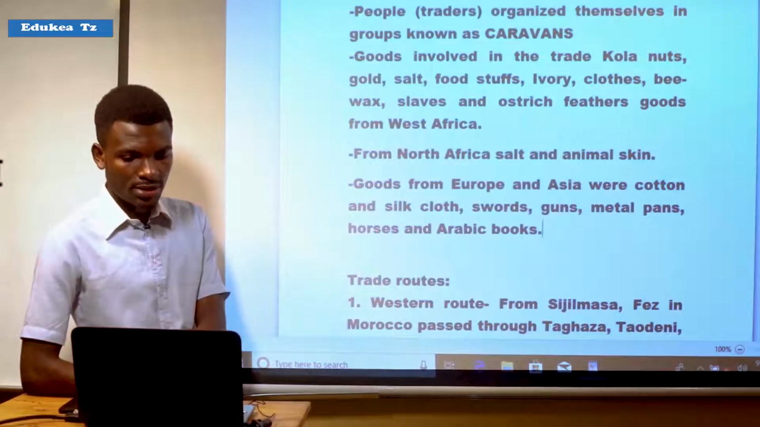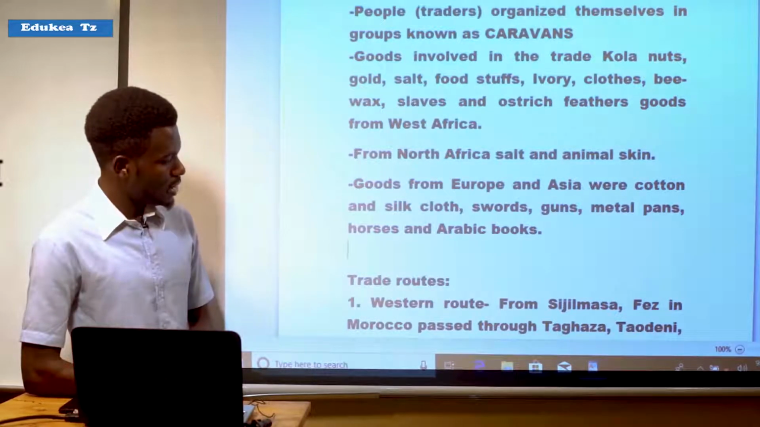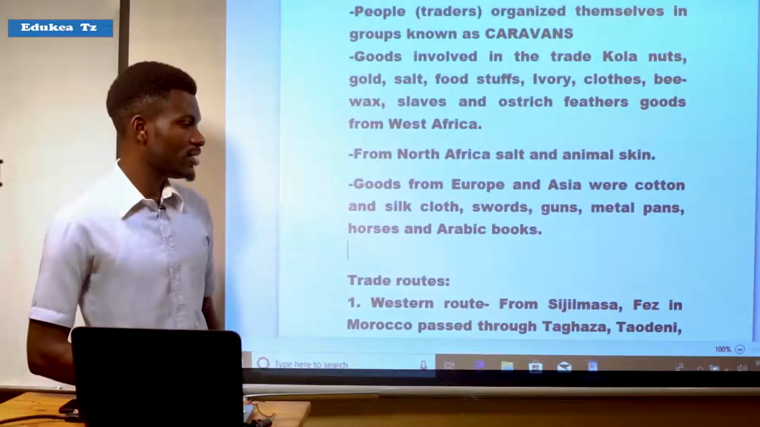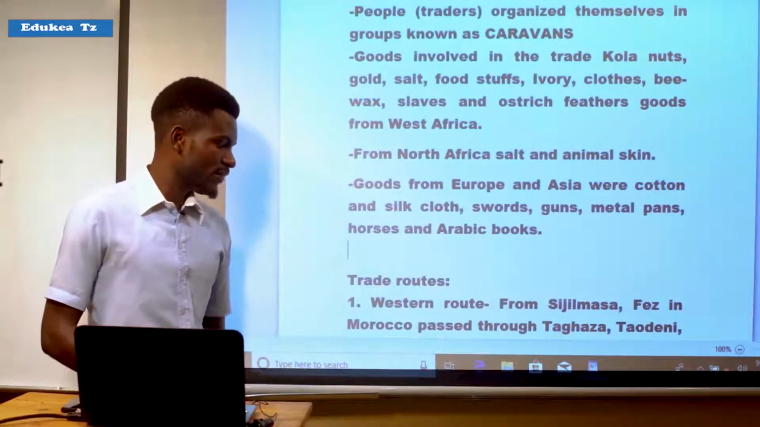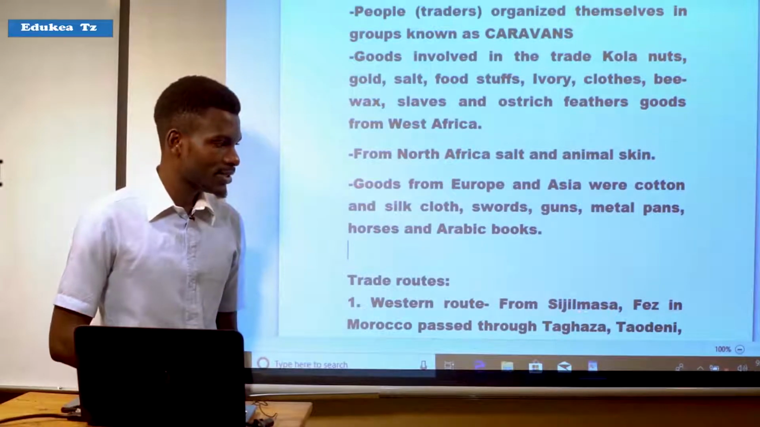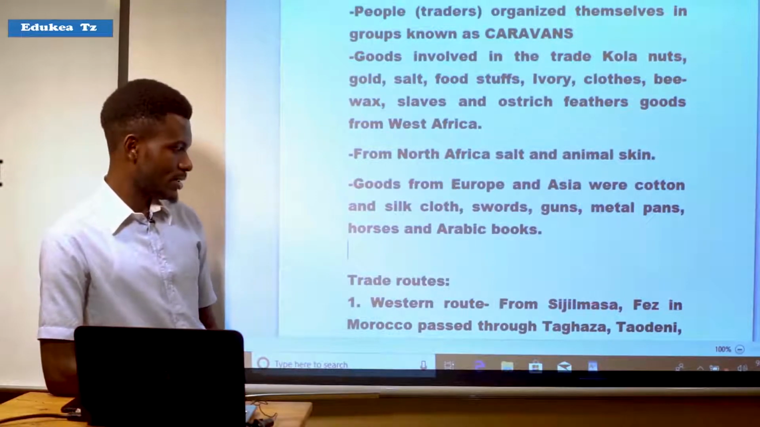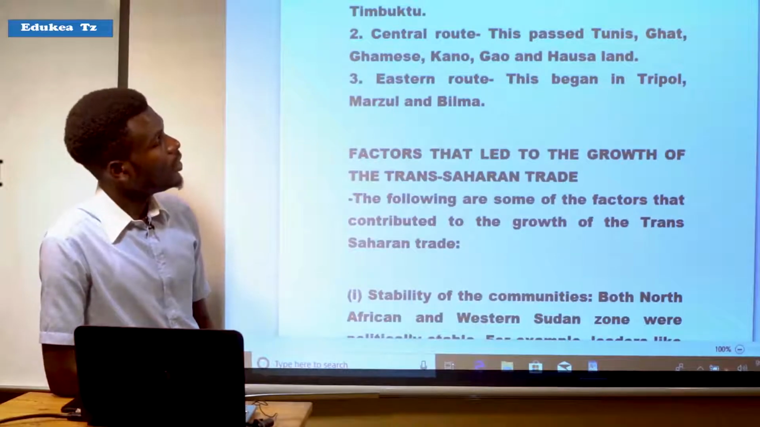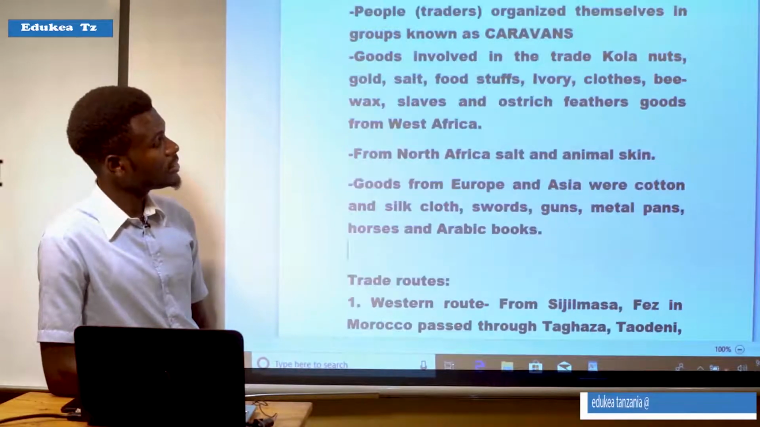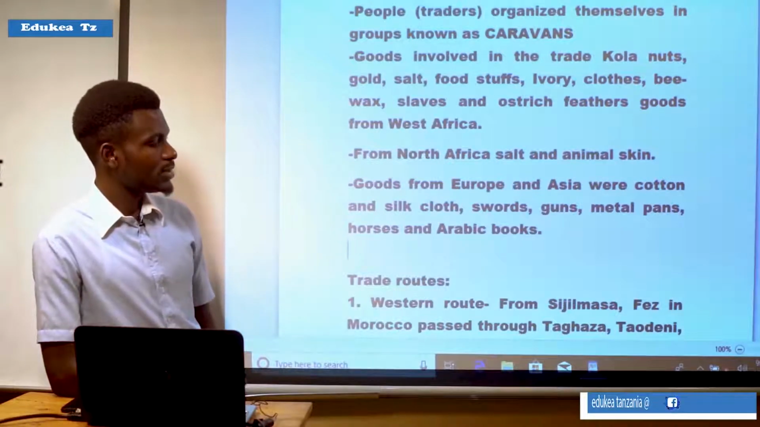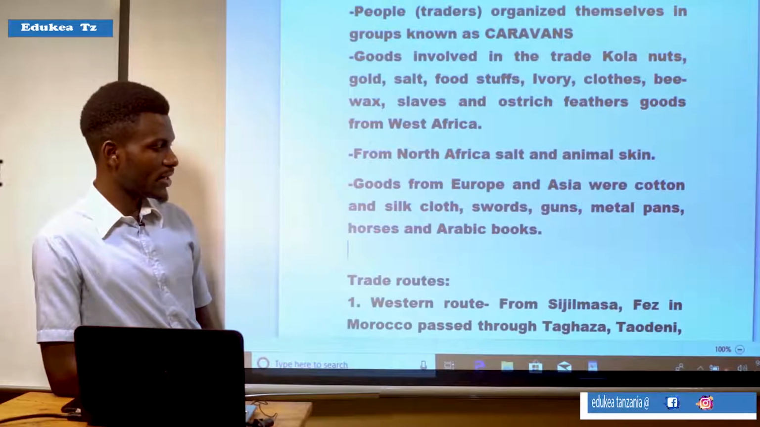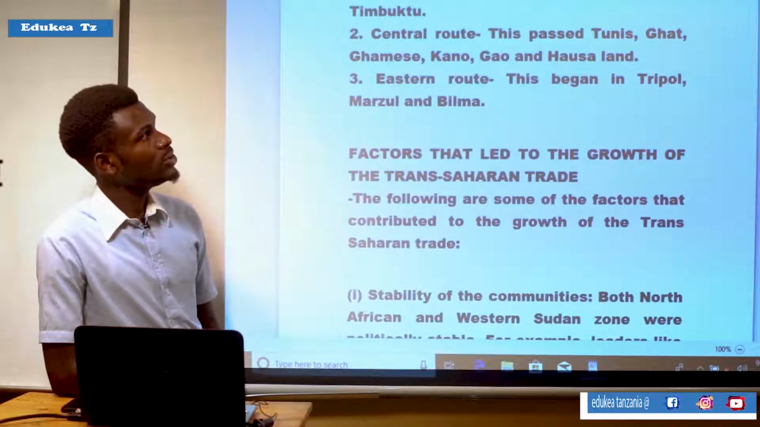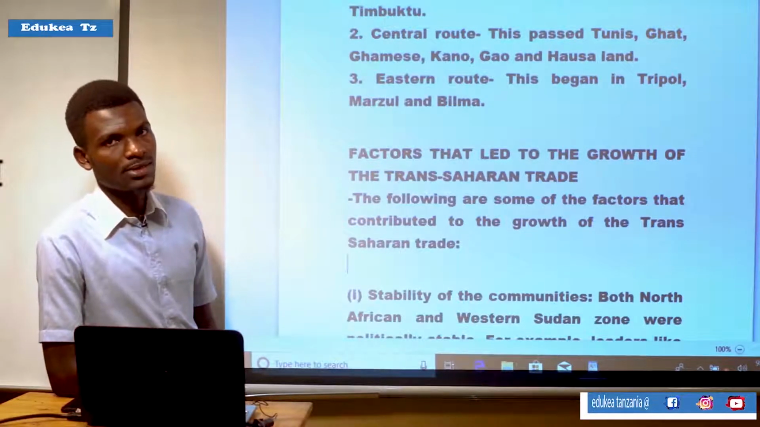Let us see the trade routes. The transatlantic trade involved three trade routes. The first one was the Western route, from Sidi Massa, Fez in Morocco, passing through Tagaza, Taodeni, Walata, Audaghost, and Kumbi Saleh to Timbuktu. That was the Western route.